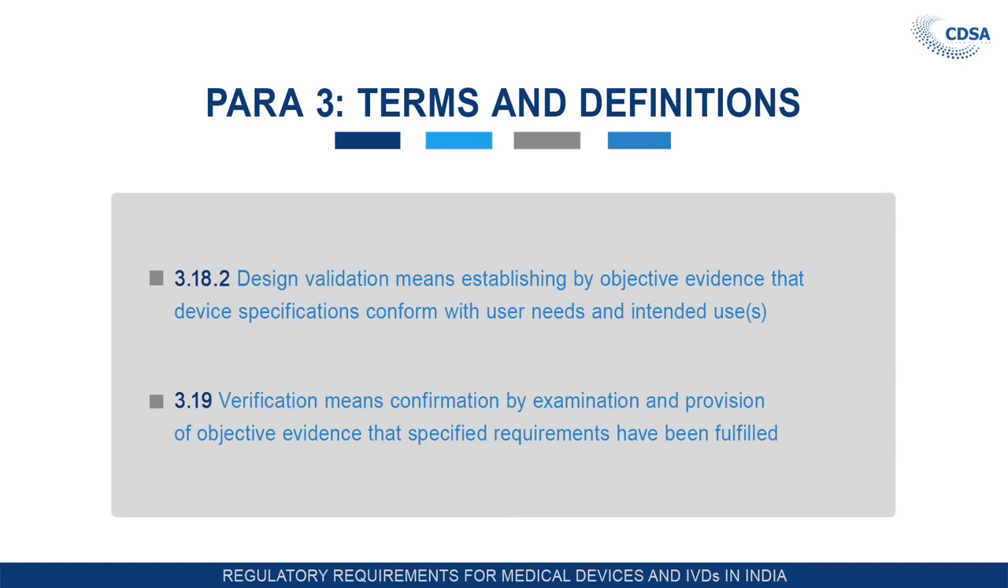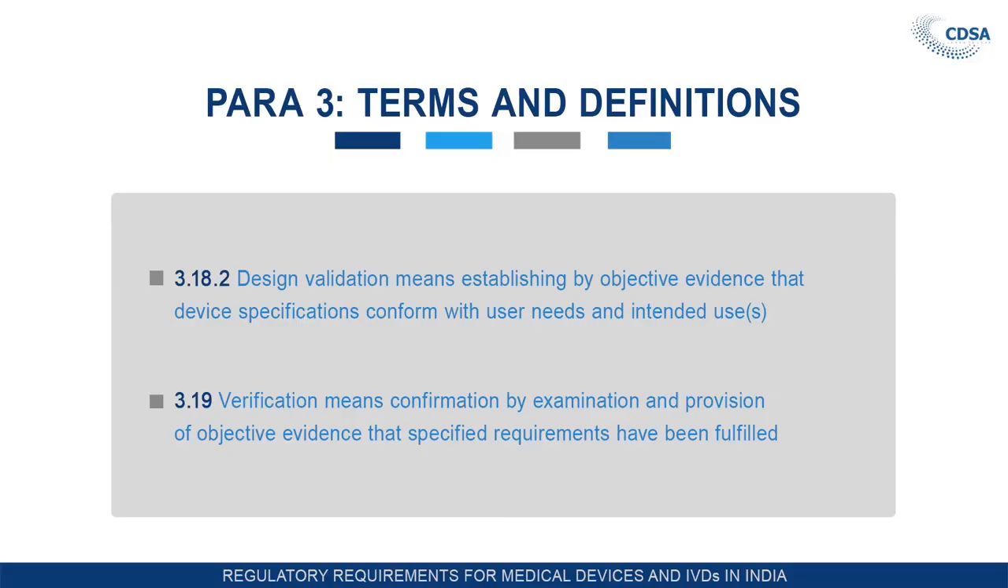3.18.2, design validation means establishing by objective evidence that device specifications conform with users' needs and intended uses. Design validation comes into place when you design a product. You have to design a product before it goes into commercial manufacturing. Therefore, when you are on the drawing board designing a product for a particular activity in the human body, you have to have this design qualification done and validate that whole design before you go in for actual manufacturing.